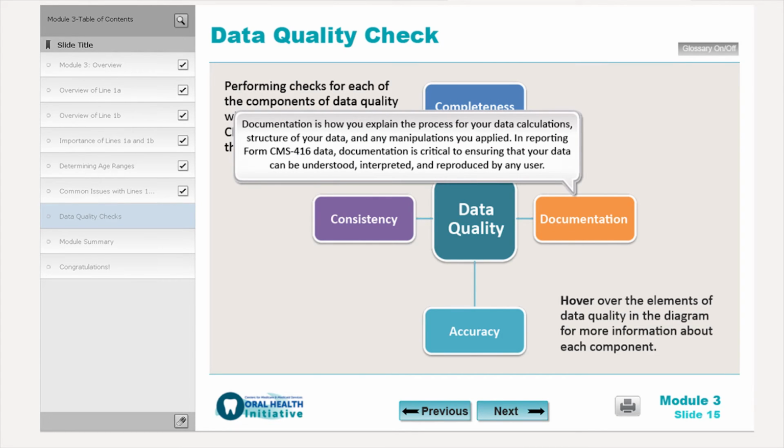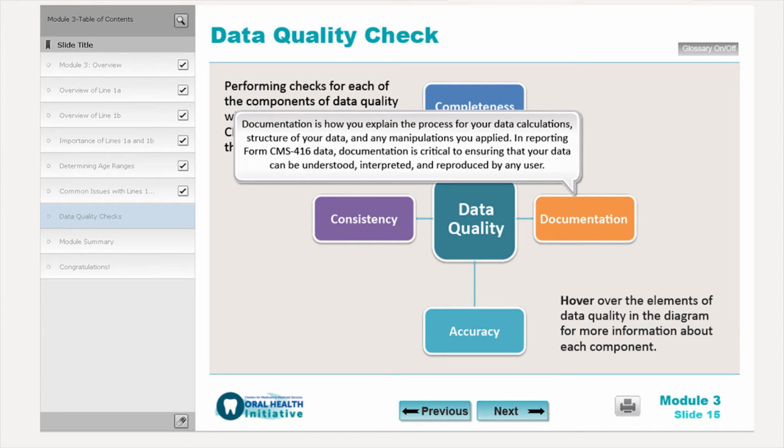Documentation is how you explain the process for your data calculations, the structure of your data, and any manipulations you applied. In reporting Form CMS-416 data, documentation is critical to ensuring that your data can be understood, interpreted, and reproduced by any user. In the next slides, we will walk through each component of the data quality review for line 1B. We will discuss what each check can include and how that check can enhance the quality of your Form CMS-416 data. Next, we are going to walk through each of the 4 components of data quality.